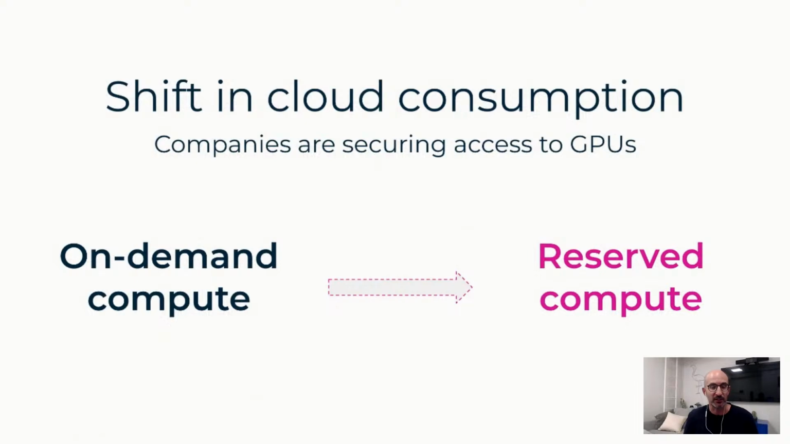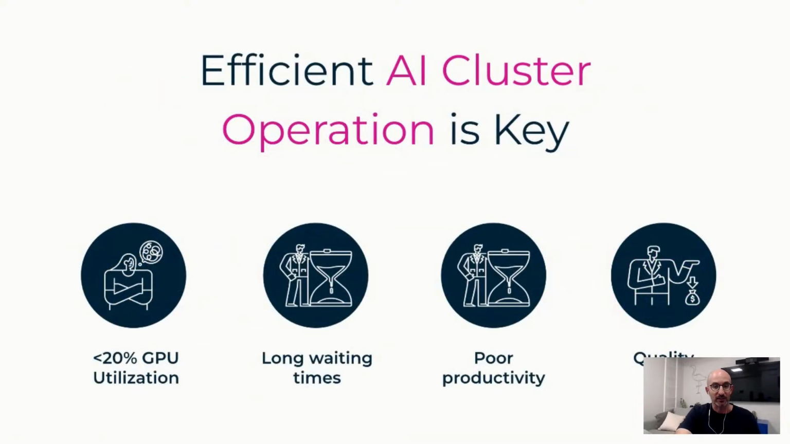And we're seeing a shift in how companies and people are consuming cloud resources. From on-demand resources, just spinning up a GPU whenever you need it, companies are trying to secure blocks of GPUs, securing access to those AI accelerators and reserving blocks of GPUs. And when it comes to reserving blocks and having AI clusters, the efficient operation of those clusters is key, because we're seeing time after time when we're working with customers that the clusters are not being operated efficiently, and you're getting low GPU utilization.